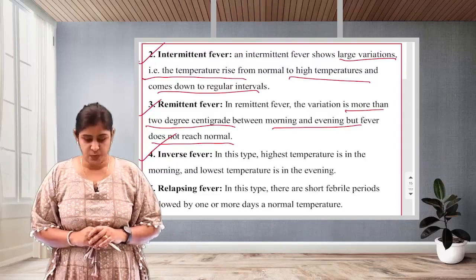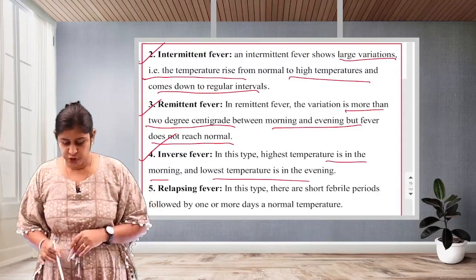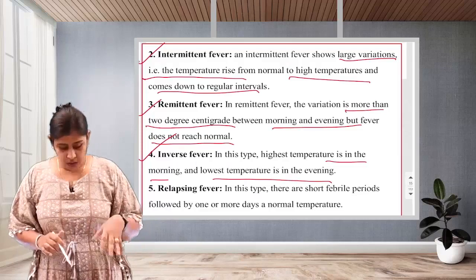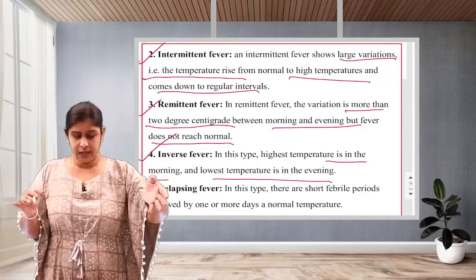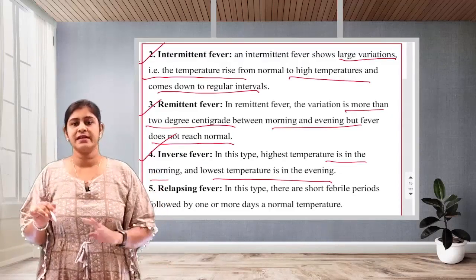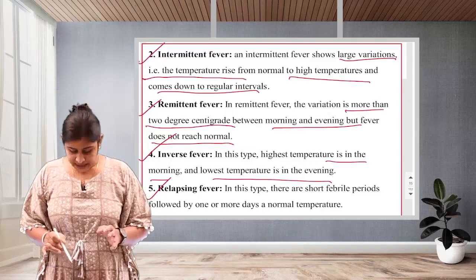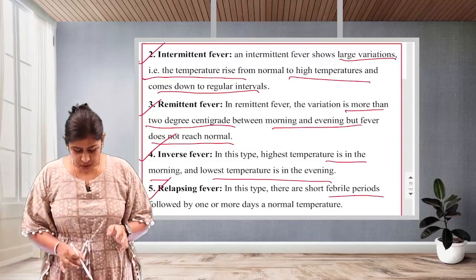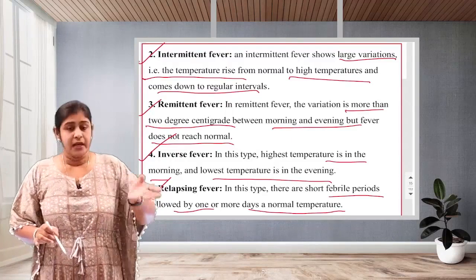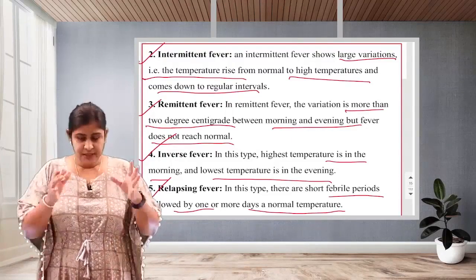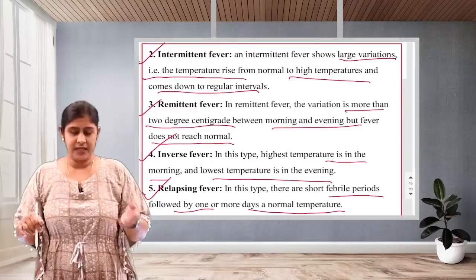Fourth is inverse fever. In this type, the highest temperature is in the morning and the lowest temperature is in the evening. Fifth is relapsing fever. In this type, there are short febrile periods followed by one or more days of normal temperature. So in relapsing fever, there is a short febrile period, followed by one or more days of normal temperature.